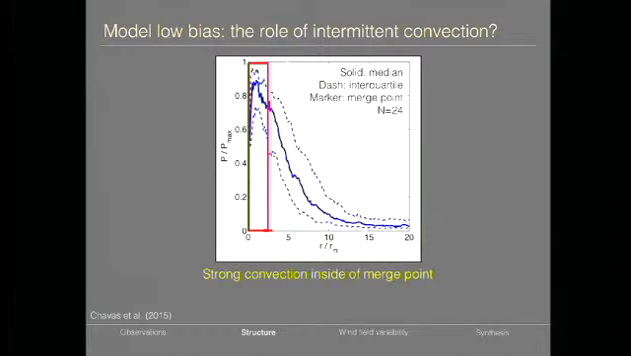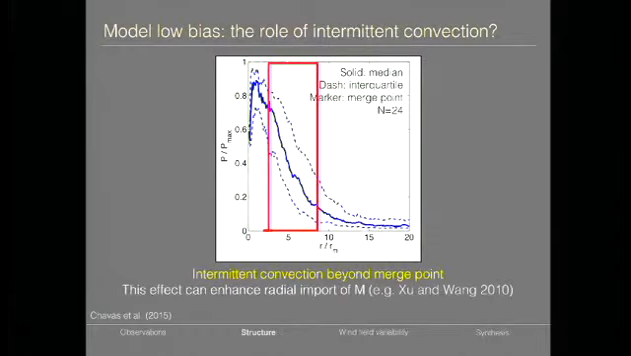So strong convection inside of the merge point, and then intermittent convection beyond that in some generalized sense. So it doesn't go to 0 immediately. But we know that convection outside of the inner core of the storm, people have shown this, can help enhance the inward import of angular momentum. And so that would help to spin up the winds above and beyond what you would expect if there was no rain at all. So this is just a hypothesis for why the wind profile seems to underestimate the winds at intermediate radii.